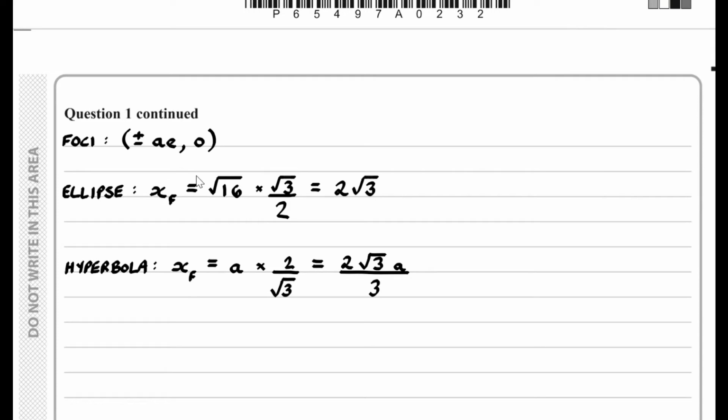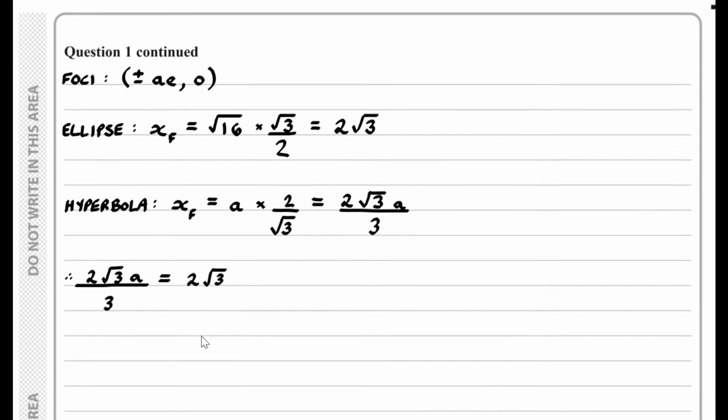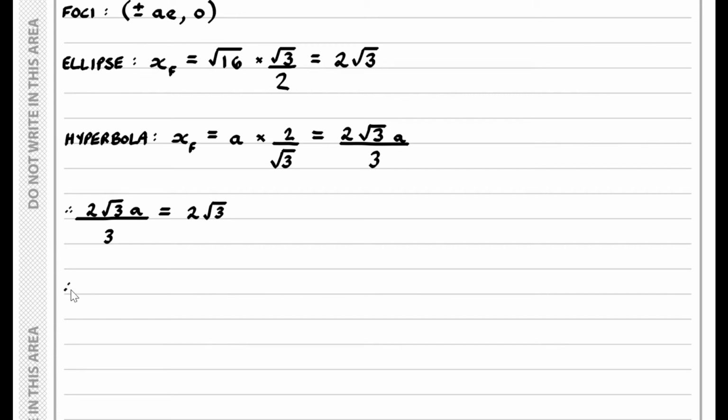And because the foci are the same for both the ellipse and the hyperbola, they would have the same coordinates, which means that 2 root 3 a over 3 will equal 2 root 3, which means a is equal to 3.